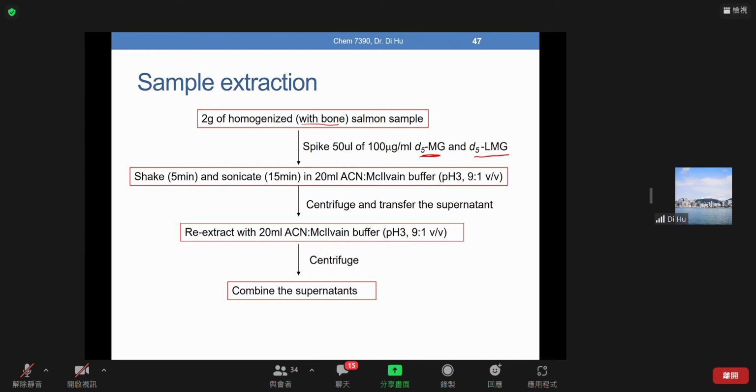We know that they're going to use a mass spectrometer. Shake for 5 minutes and sonicate in 20 milliliters of ACN with the buffer solution, pH of 3, to make sure it can be charged. Centrifuge, transfer the supernatant and do the re-extraction, and then centrifuge and combine. So that means extraction 2 times. And then you can see already you got 40 milliliters of ACN.